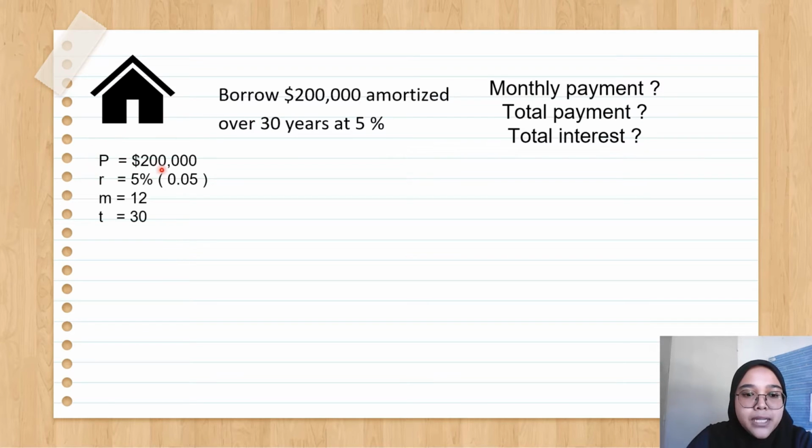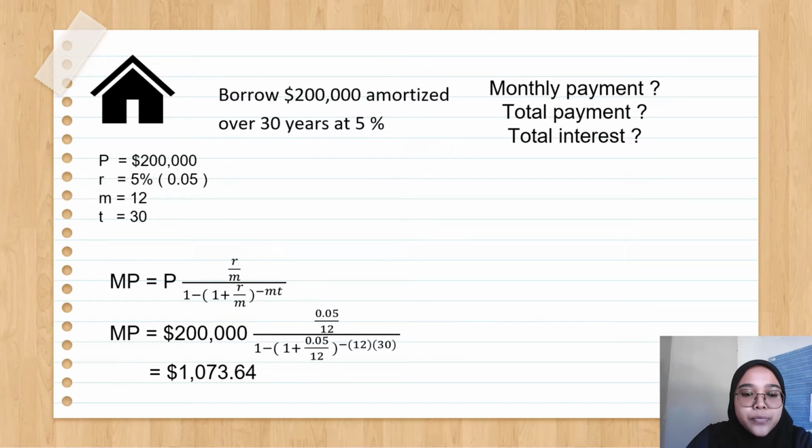Okay, the principal is $200,000. The rate is 5%, and we convert to decimal, so it's 0.05. The number of compoundings is 12. The time is 30 years. Okay, first we find your monthly payment.